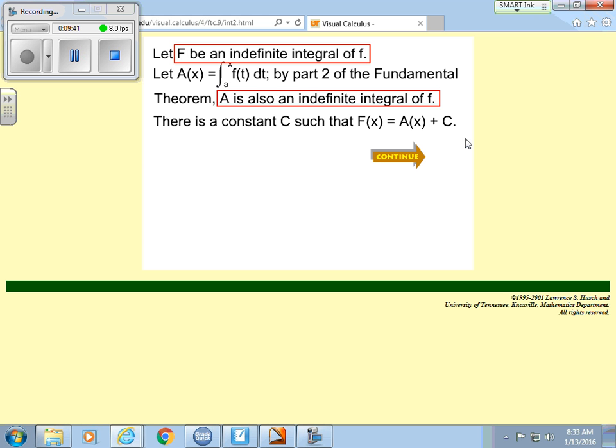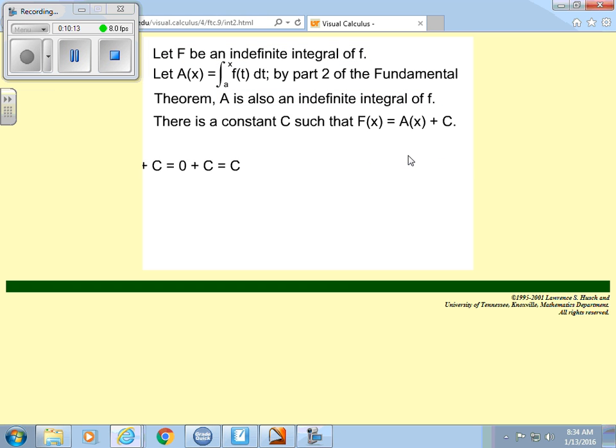What that means is any antiderivative of little f is going to be the same except maybe differing by a constant. So like the antiderivative of x is 1/2 x squared, but it could be 1/2 x squared plus 5. Those are the antiderivative of the same function, but one has a constant, one doesn't. So we're saying F of x and A of x differ by a constant.